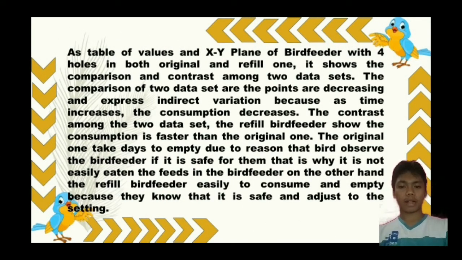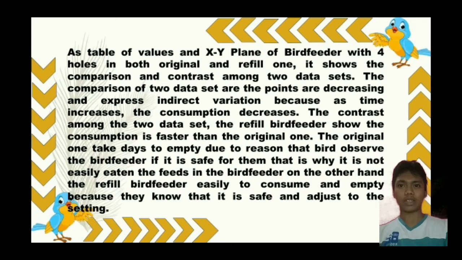A table of values on X and Y plane of Birdfeeder with 4 holes in both original and refilled one shows the comparison and contrast among two data sets. The comparison of two data sets is that the points are decreasing and expressed in indirect variation because as time increases, the consumption decreases. The contrast among the two datasets, the refilled Birdfeeder, shows the consumption is faster than the original one.